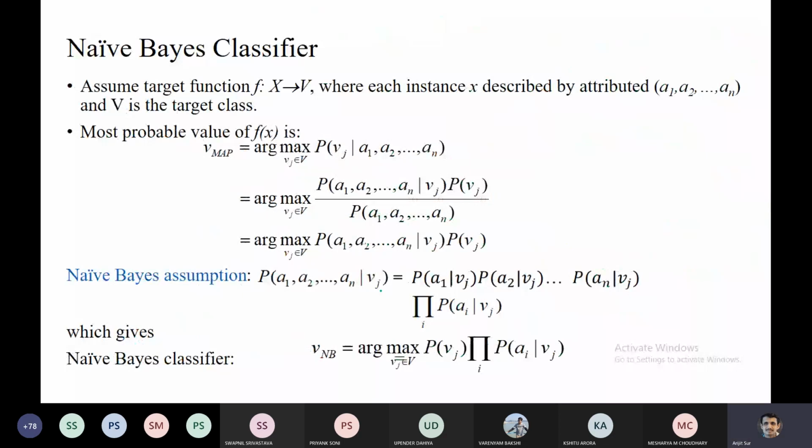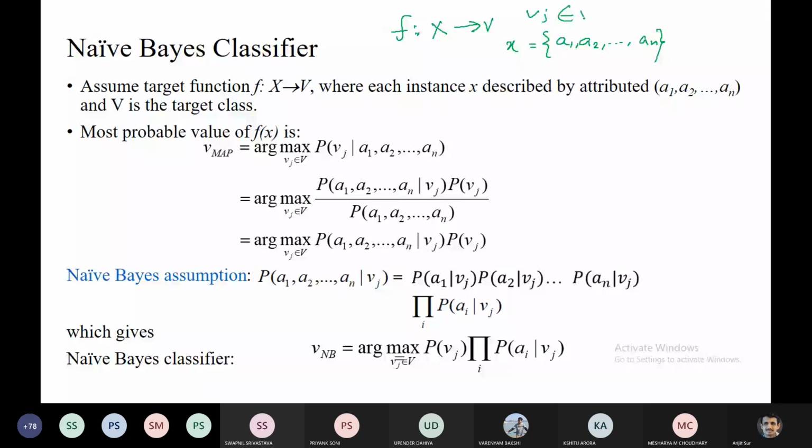Okay. So assume our target function. We basically try to find out that function. This function is basically what? Given x, we have to map it to a class. Where each instance x is described by attributes, let's say a1, a2, an. So don't be confused, a is for attribute. And what is the number of classes? Vj is a class, belonging to V.